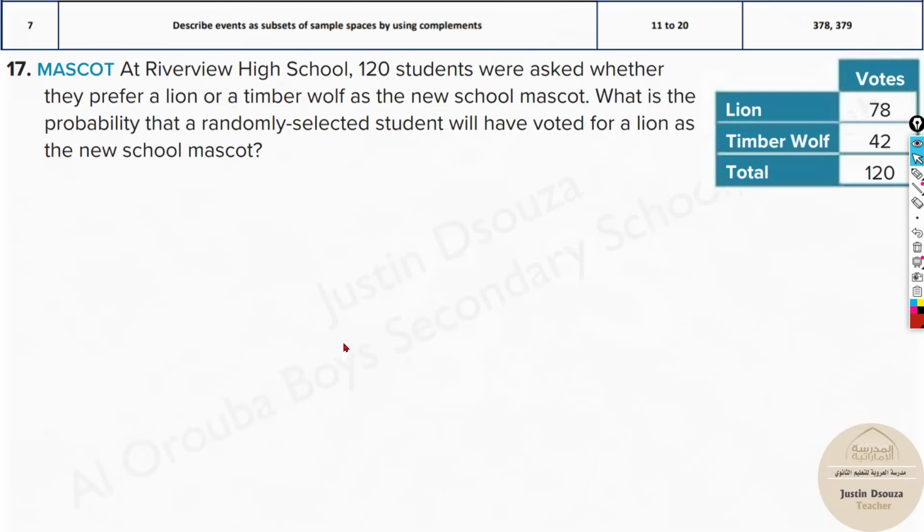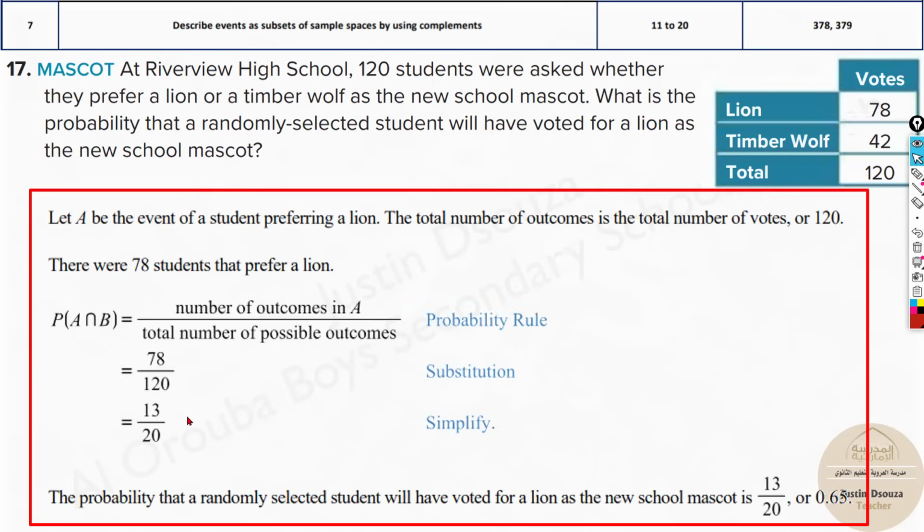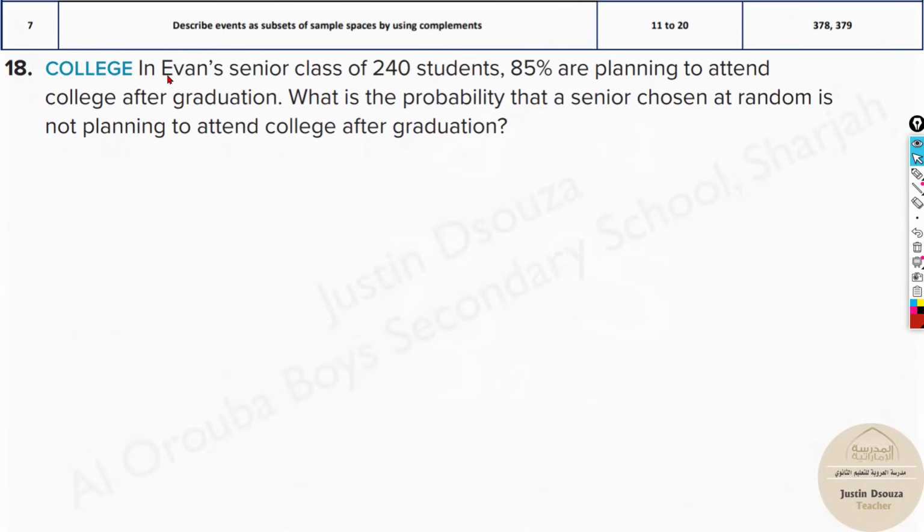That's the answer. At Riverview High School, 120 students were asked whether they prefer a lion or a timber wolf as the new school mascot. What is the probability that a randomly selected student will have voted for lion as the new school mascot? Now it's not a complement probability. They've asked for lion, so don't do 1 minus here. It will just be 78 out of the total. Total is 120, sorry, 78 by 120 is the answer. Again, all these are very easy.